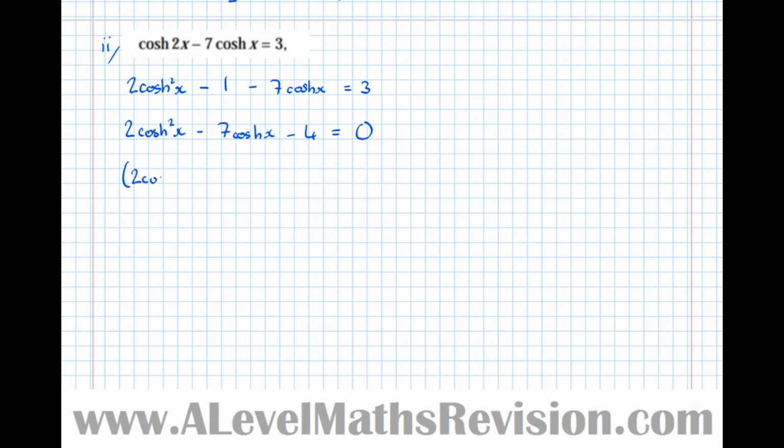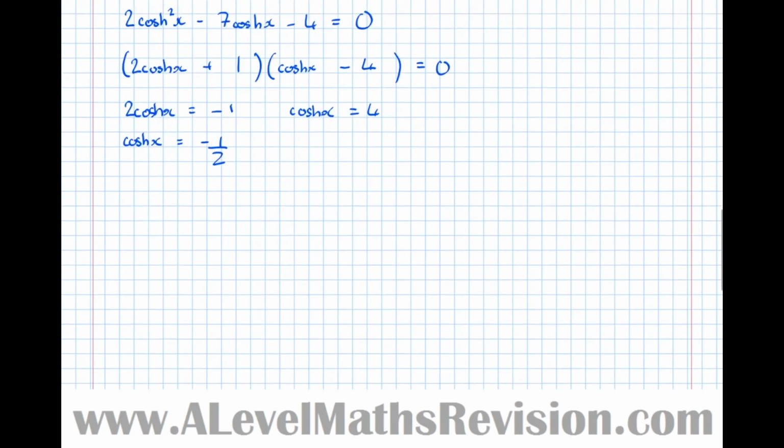Then let's try and factorise that. So 2 cosh x, there, go in the brackets there. Okay, so we want to get minus 7. So we do minus 4. That gives us minus 8 cosh x, and plus 1 brings us back down to minus 7 cosh x. Okay, so now we have 2 cosh x equals minus 1, and cosh x equals 4. So that's cosh x equals minus 1/2.